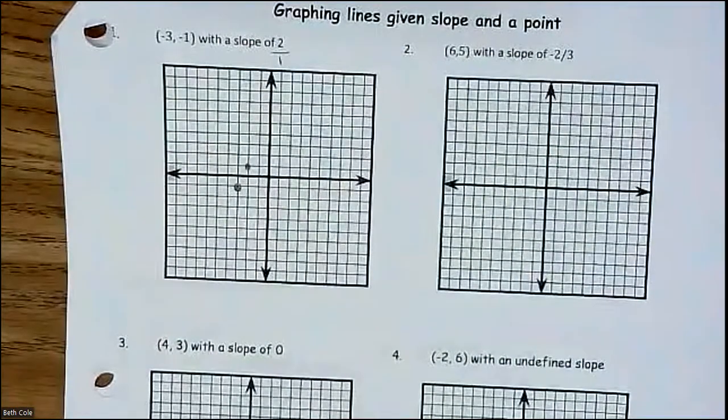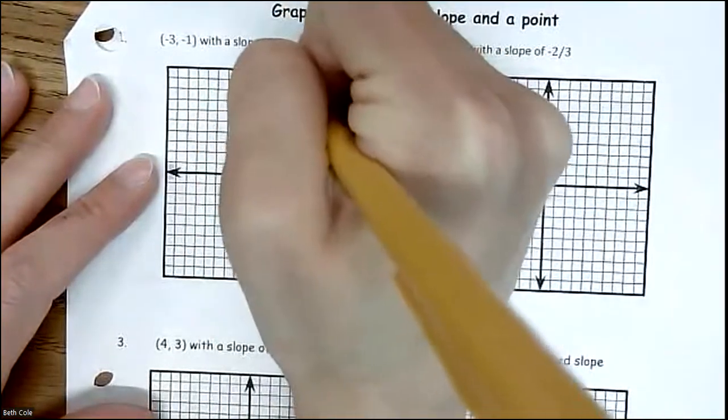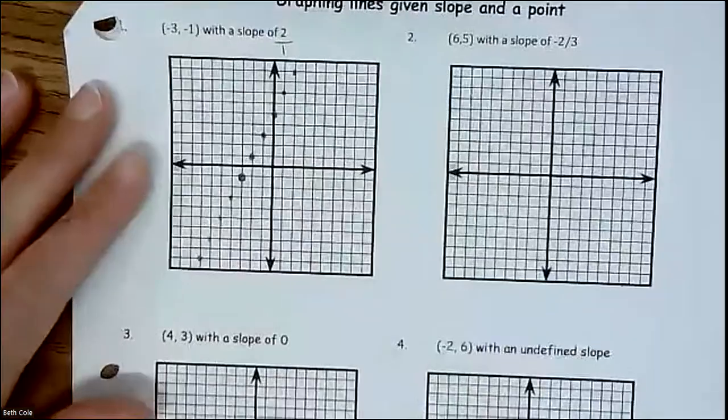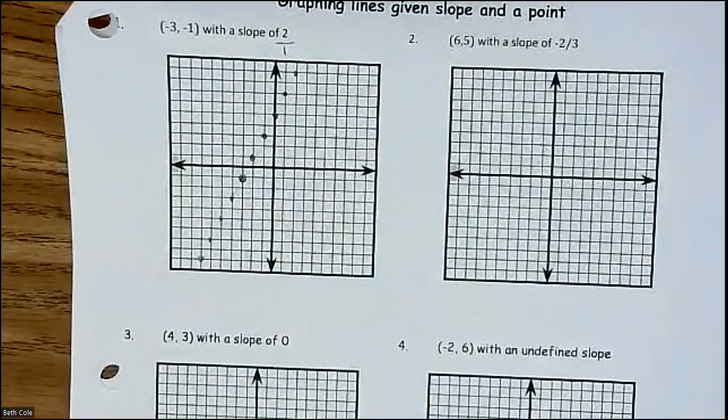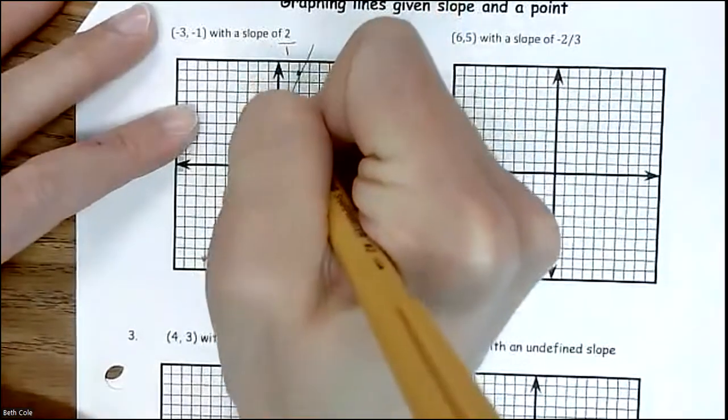Miss Cole, how far should we go? I want you to go to the edge of the graph. There's no reason not to. If you can count to 2, you can do this, okay? Just keep going until you get to the edge and you can't go any further. It only takes a few seconds. If you can count to 2, you're going to be able to do it. And then it'll make it easier to draw in the line.